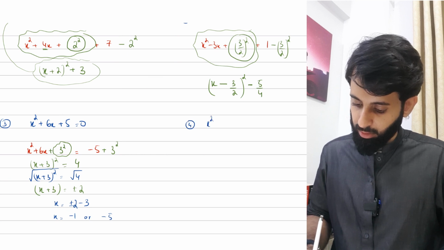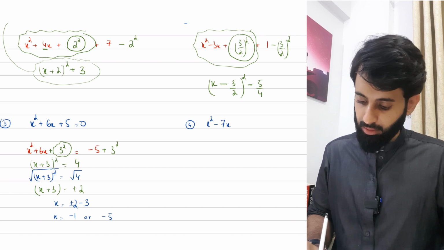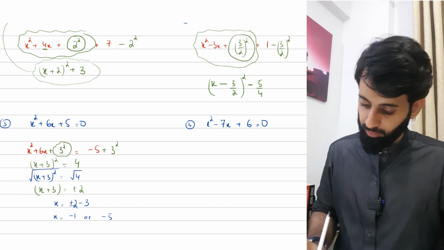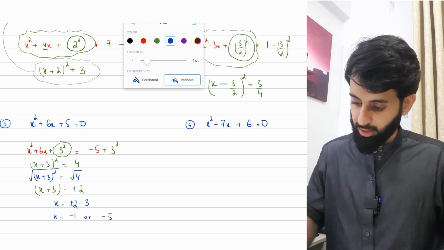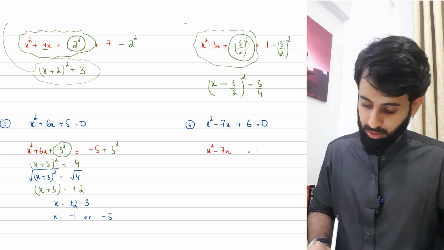Okay, so I'm going to do one more example for you guys. Suppose I have x squared minus 7x plus 6 equals to 0. Now here's what I'm going to do. First things first is that x squared minus 7x equals to minus 6.